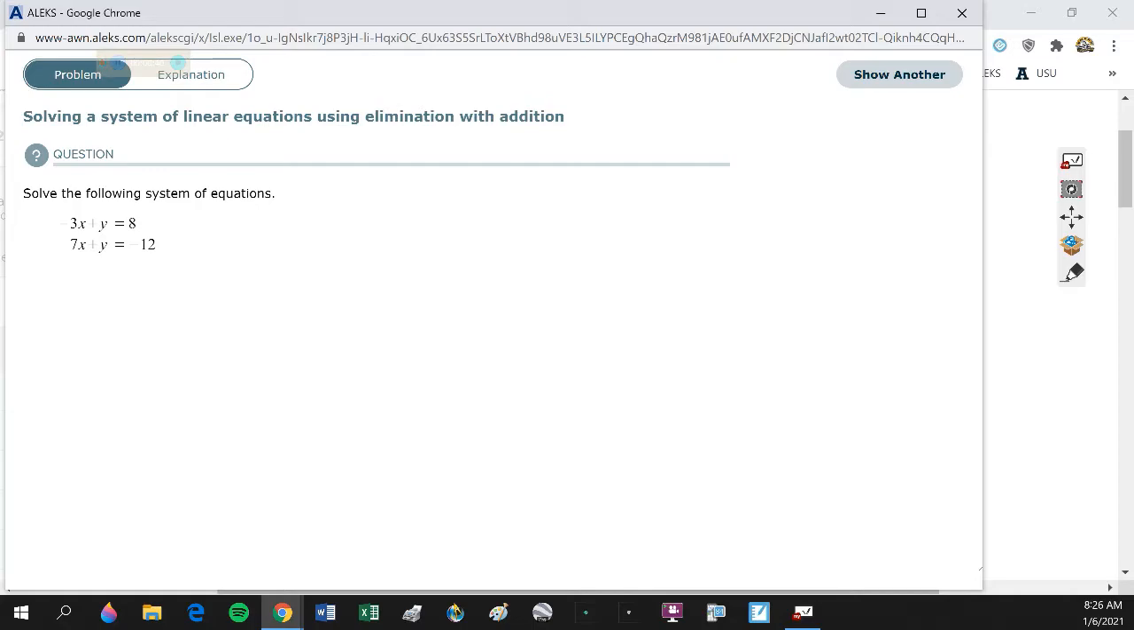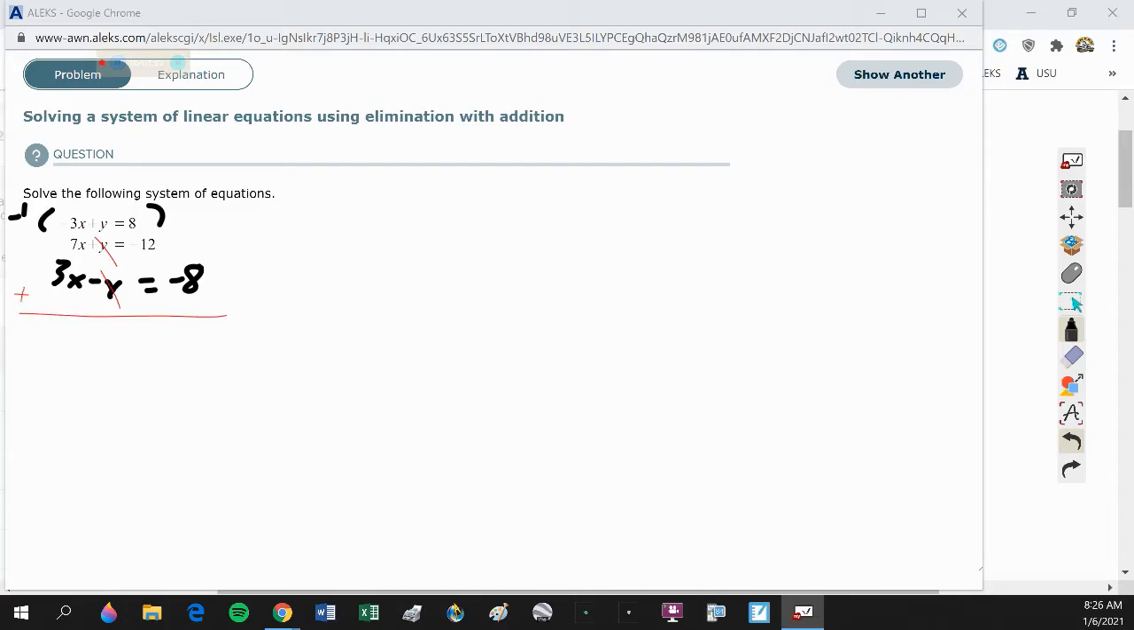So I can multiply either the top or the bottom by -1. So if I multiply this by -1, then I get 3x minus y equals -8. And now the y's will eliminate. So I add straight up and down. And I get 10x equals -20. So x would be -2.